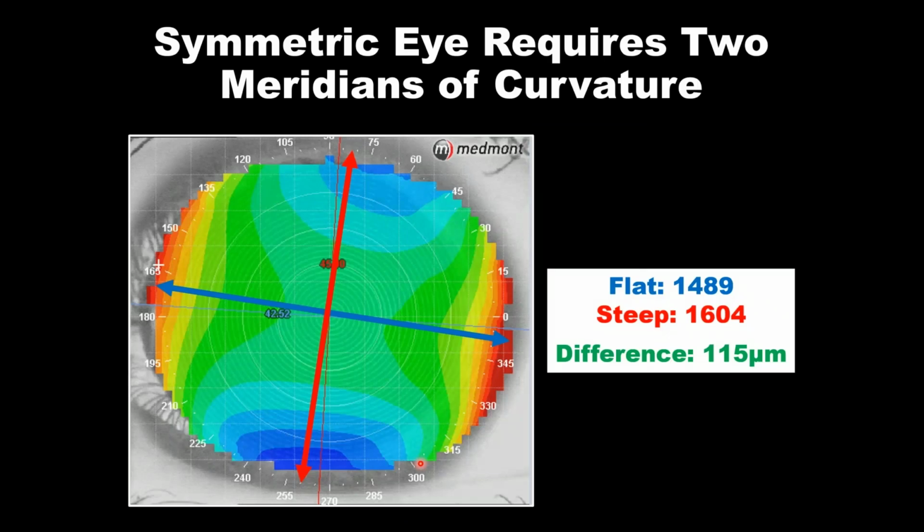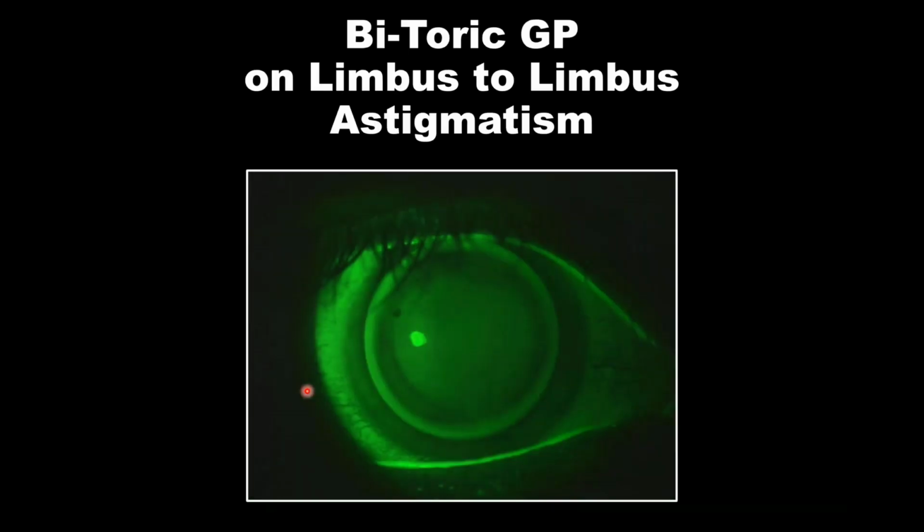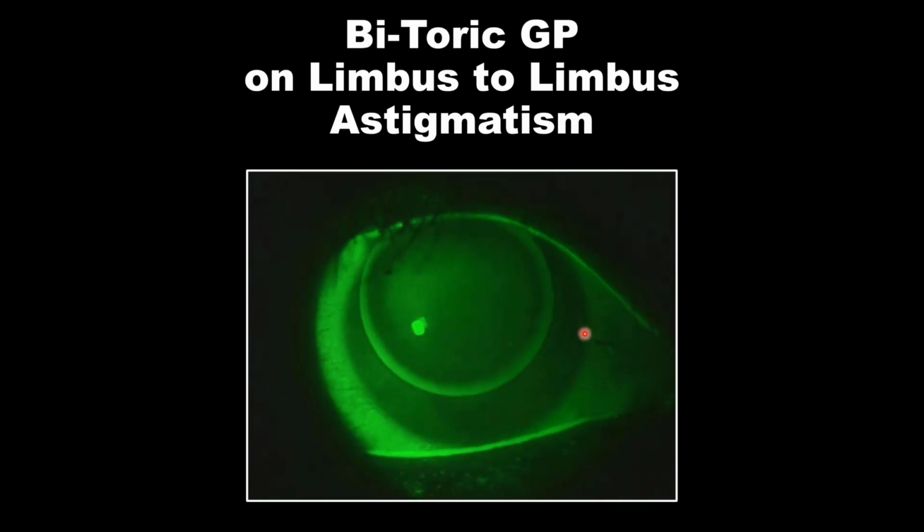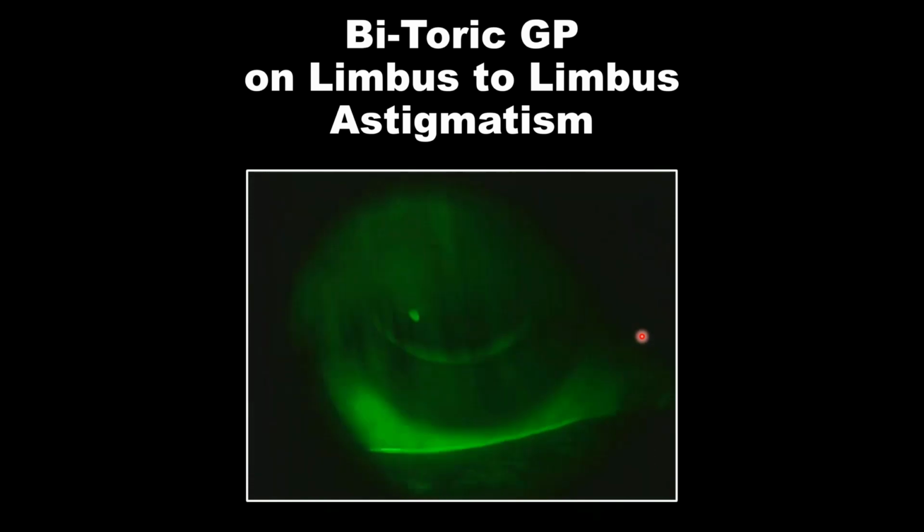That 115 microns of difference between the flat meridian and steep meridian requires a contact lens with two totally different depths. So if we think about this eye as two different contact lenses, we're going to build a specific sagittal depth this way, a completely different sagittal depth this way. And that's what we did here with this toric RGP lens. We have an appropriate landing across the horizontal. Then we've created a completely different sagittal depth across the vertical.